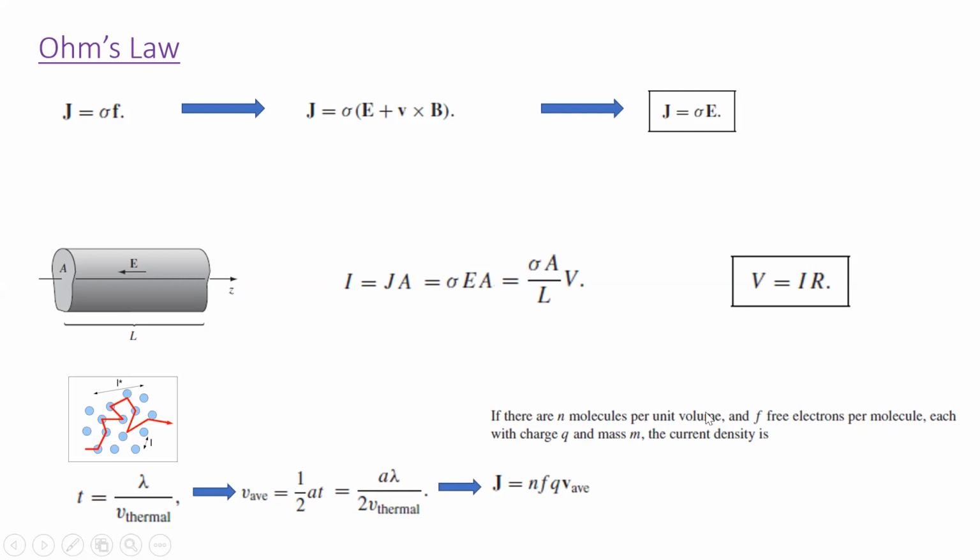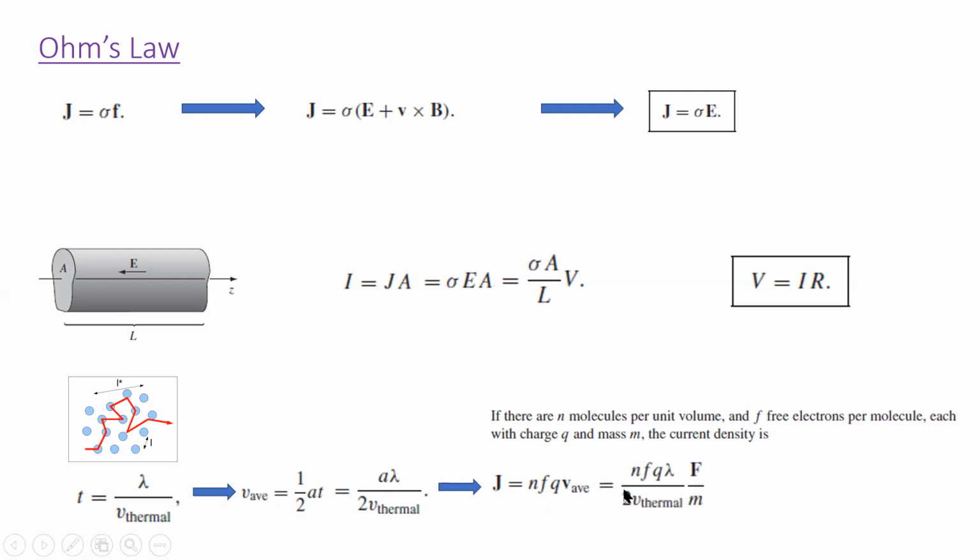the number of molecules per volume times the number of electrons per molecule times the charge. So that all together has units of charge over volume times this drift velocity, which has units of length per time. So we have charge over volume, that is coulombs per meter cubed, times meters per second, and that gives us amps per meter squared. So this is the current density.